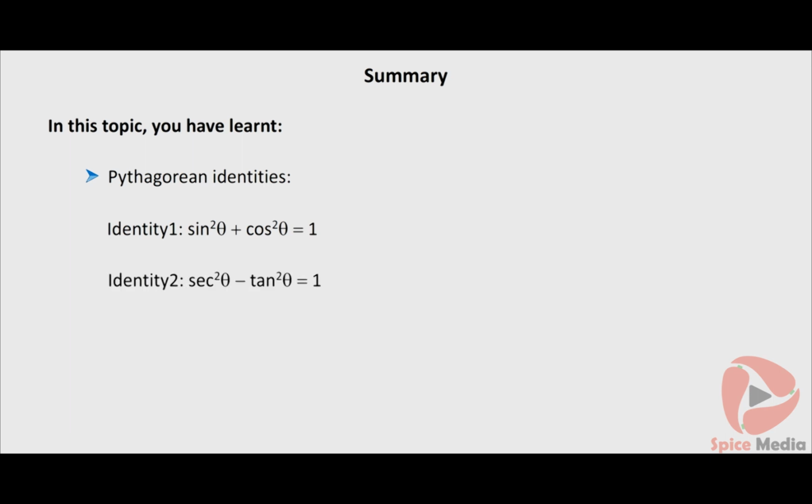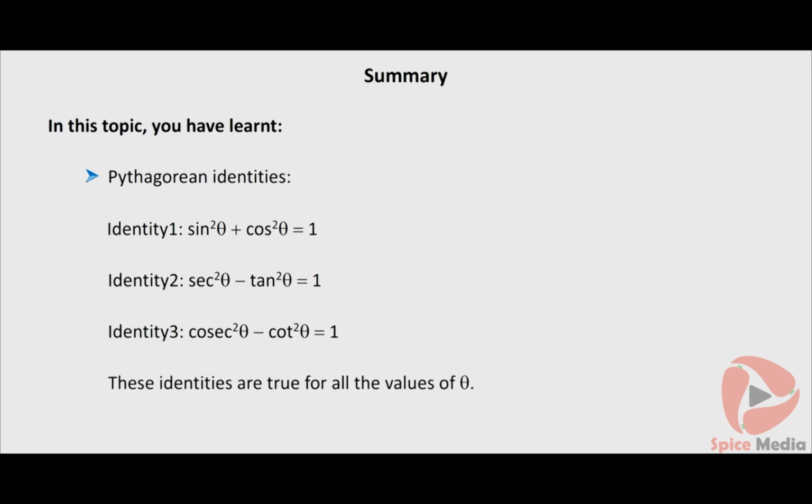In this topic, you have learned Pythagorean identities. Identity 1. Sin squared theta plus cos squared theta is equal to 1. Identity 2. Secant squared theta minus tan squared theta is equal to 1. Identity 3. Cosecant squared theta minus cot squared theta is equal to 1. These identities are true for all the values of theta.